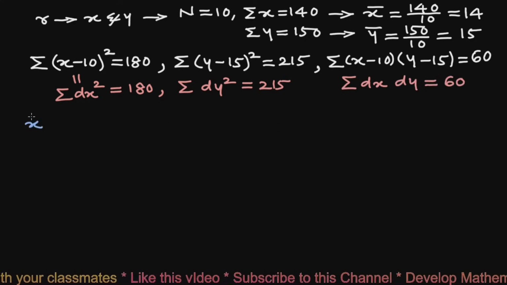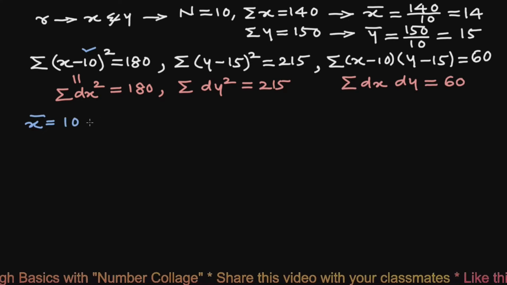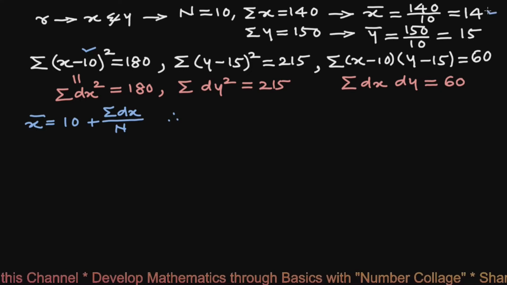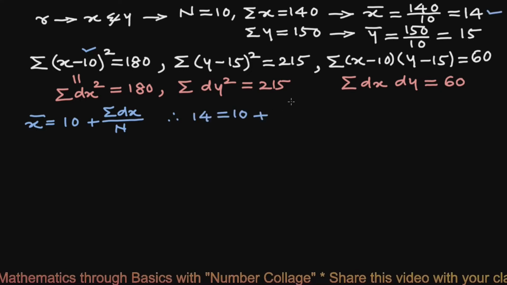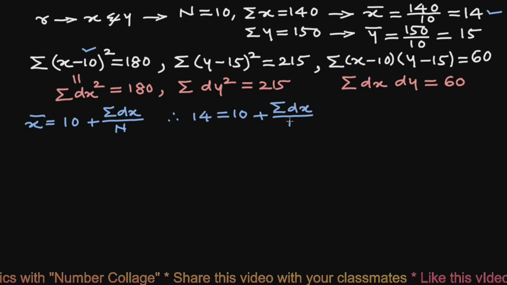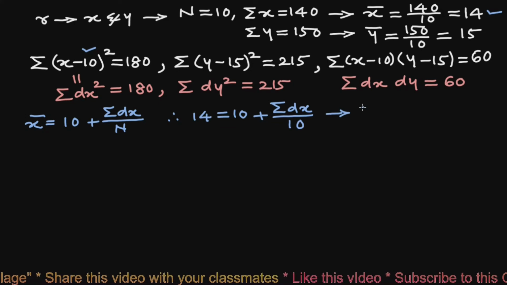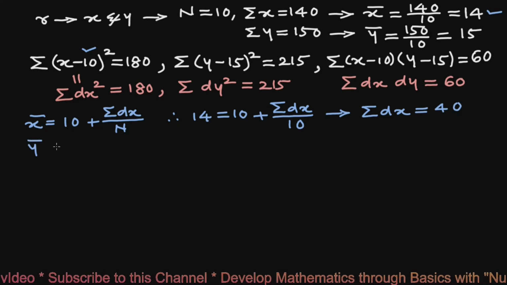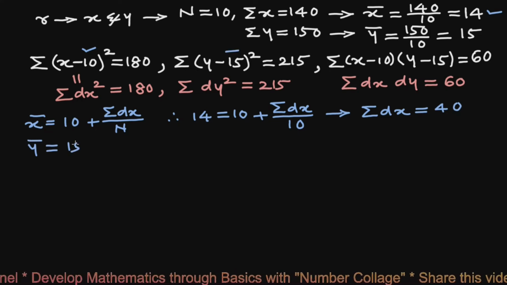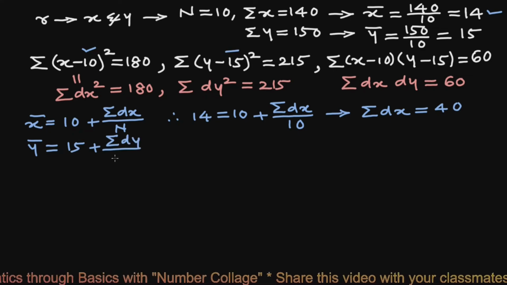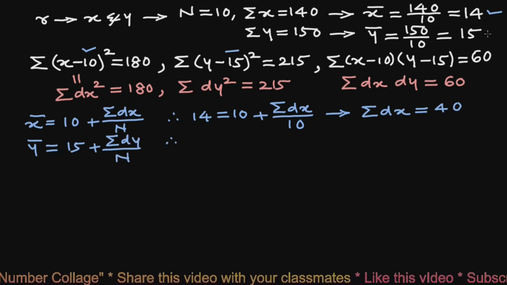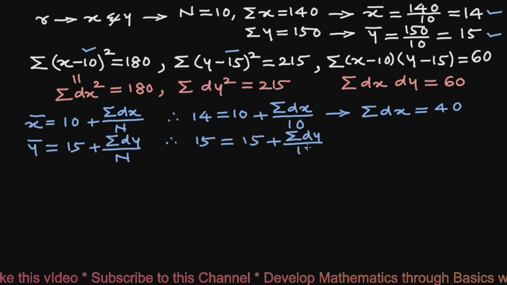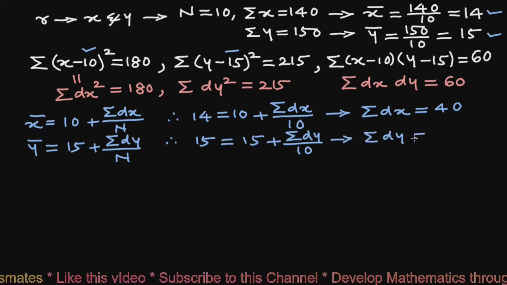Now we have x bar equals this assumed mean 10 plus summation dx upon n. Therefore we write x bar equals 14 equals 10 plus summation dx upon n, n equals 10. So that gives summation dx equals 4 into 10, 40. Similarly, we write y bar equals this assumed mean 15 plus summation dy upon n. Therefore, y bar equals 15 equals 15 plus summation dy upon 10. That gives summation dy equals 0.